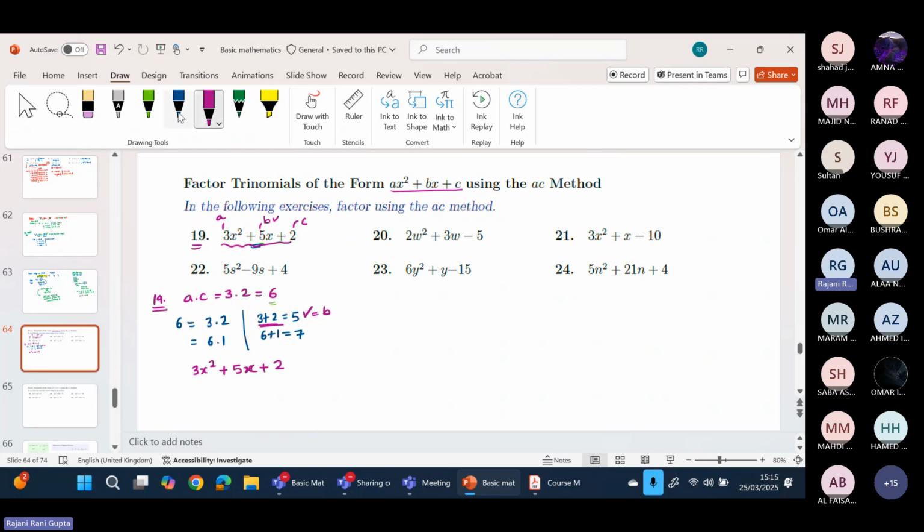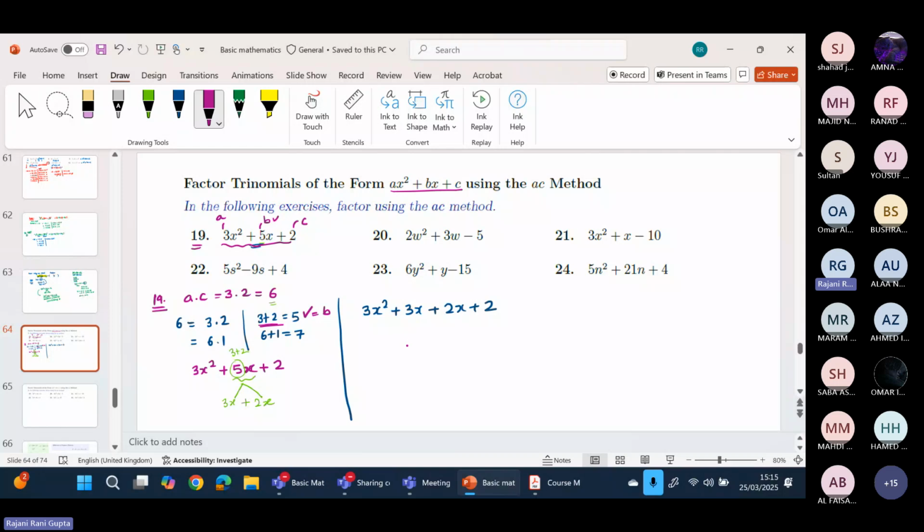So in place of 5, we will write as two terms. 3x plus 2x. In place of 5, we are going to write 3 plus 2 and then this x multiplied there. So this gives you 3x square plus 3x plus 2x plus 2.